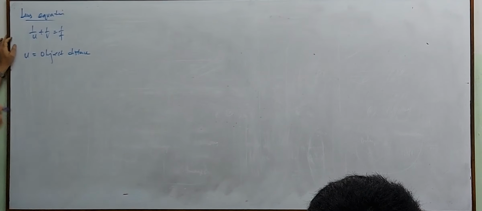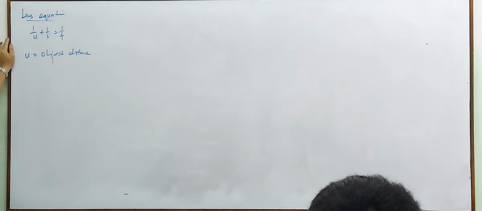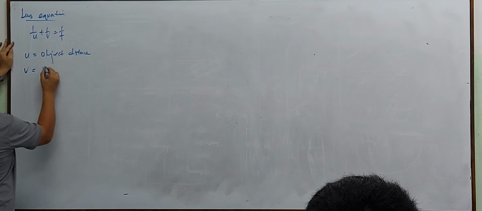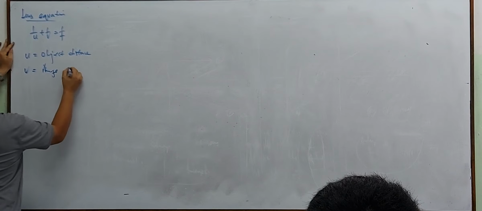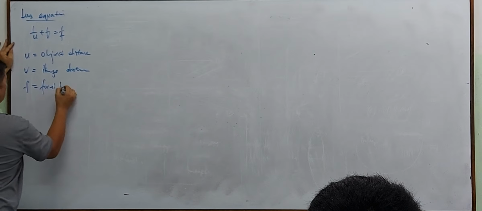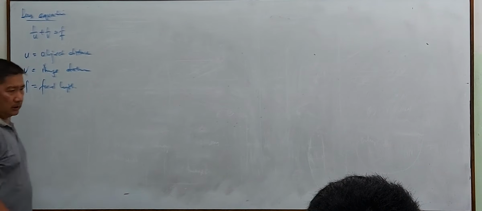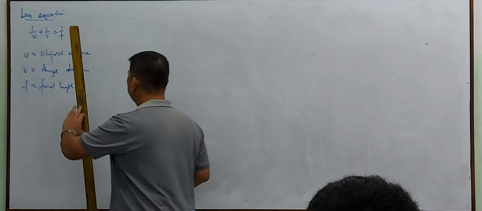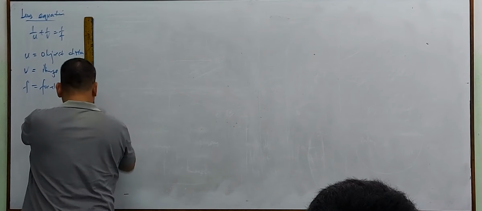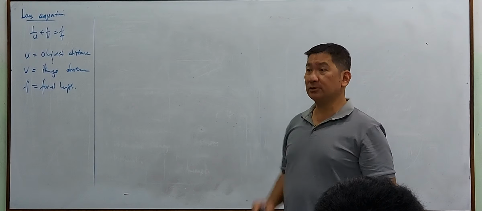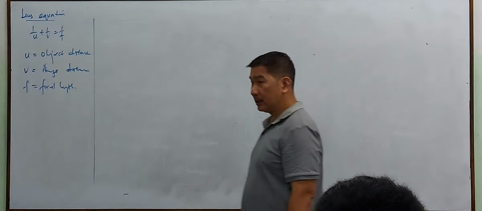Now, U is the object distance. Normally object distance is measured from the object to the center of the lens. That's why we're going to assume that the lens is thin, or else the thickness of the lens will be considered. And then V is the image distance, and F is the focal length. Knowing the equation is one thing, but solving problems with one single lens is also not a problem. Solving two lenses together, we call that a double lens calculation.